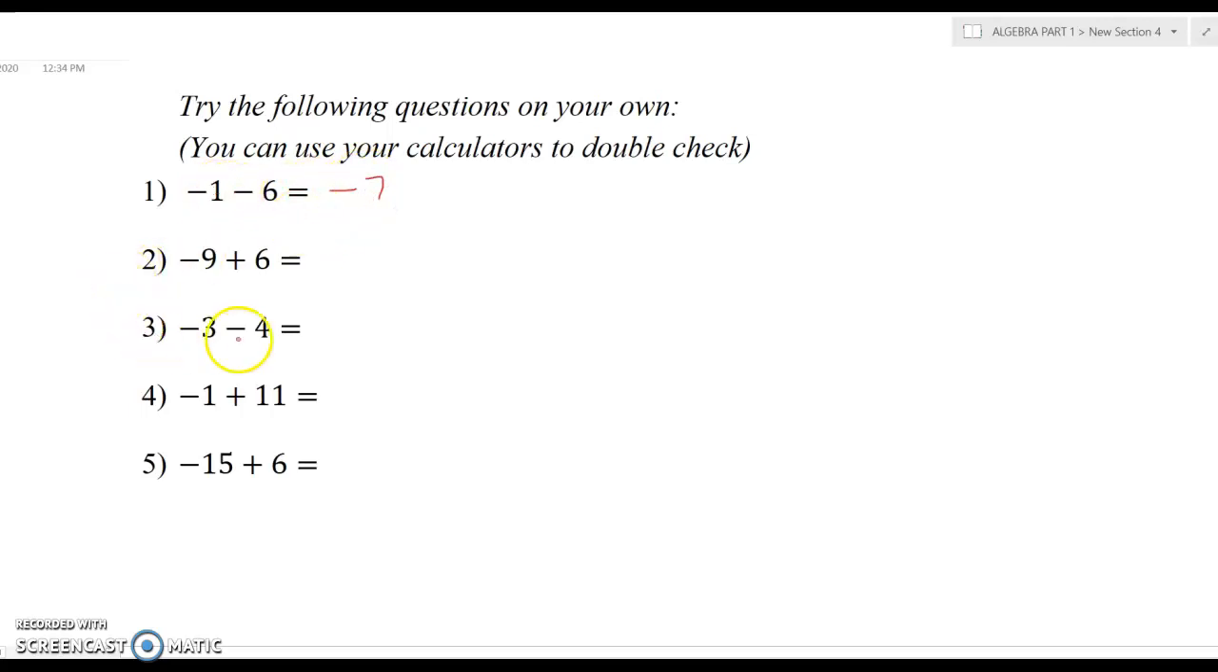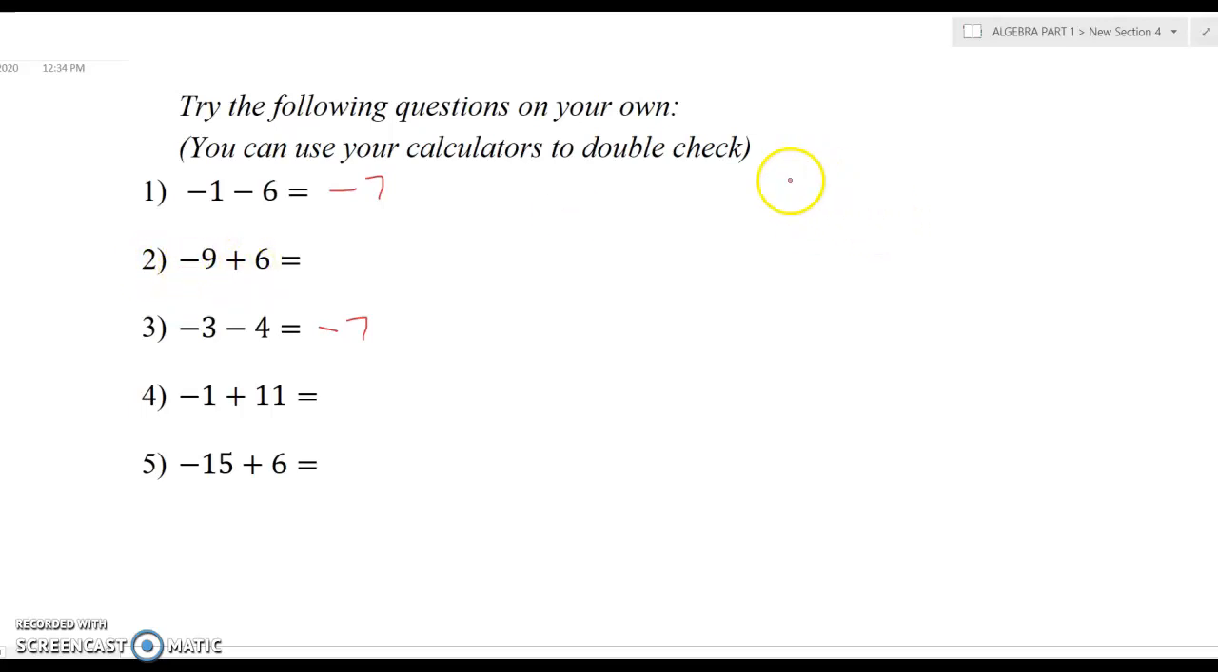Let's do another one like that one. We have number 3. We have negative 3 take away 4. There's no positive sign in sight. Put your negative sign. 3 and 4, that's 7 as well. So let's tackle number 2 now. We have negative 9 plus 6.